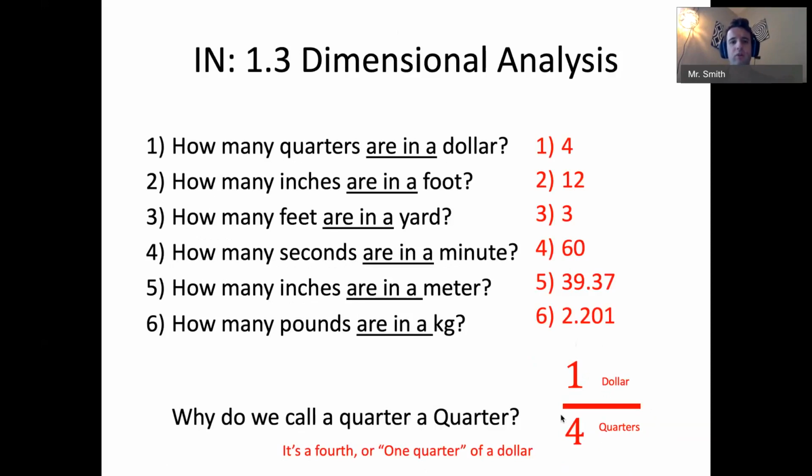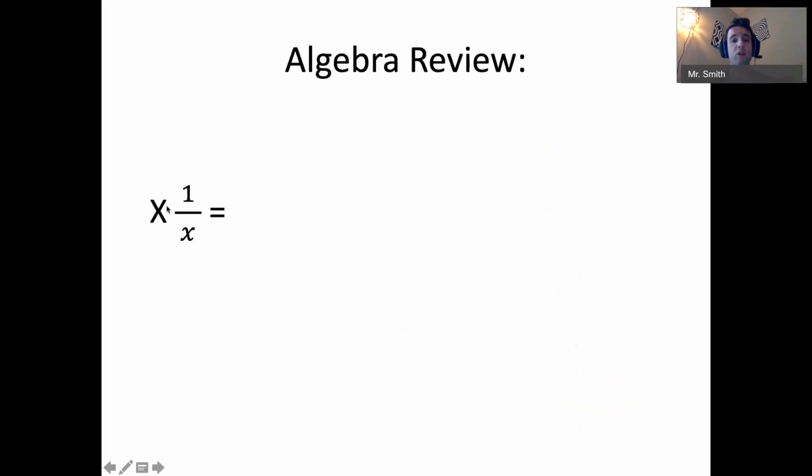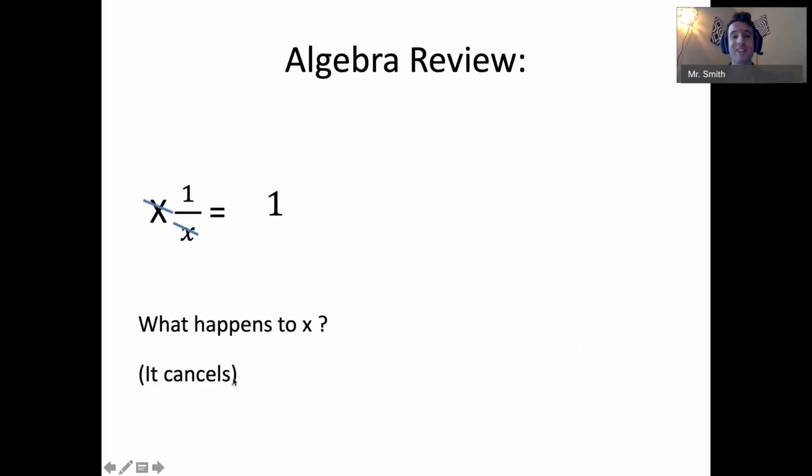But for now, here's a little algebra review. If you have a value, let's say x, and you're multiplying it by the quantity 1 over x, what does that equal? That was a lot of fancy math speak, but hopefully you know that if you take x and you times it by 1 divided by that same number, any number divided by that same number, it's just going to equal 1, right? If you have a number on the top and that same number on the bottom, those numbers cancel out. So in this case, we just end up with the value 1. The important thing to know here is that it cancels.